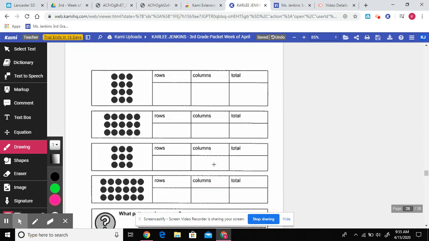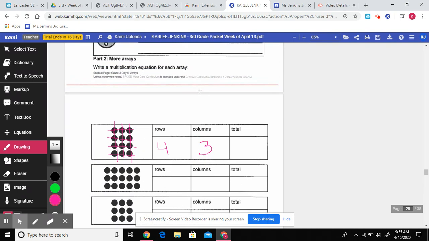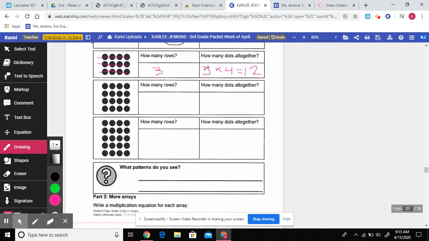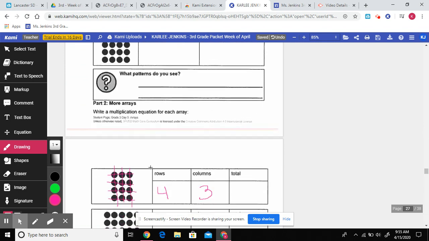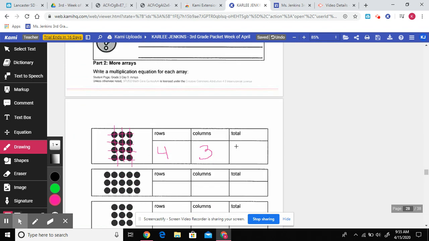Now, this one is the same exact thing, except you're going to be adding in the columns now. So let's count how many rows we have. 1, 2, 3, 4. We have 4 rows. Now, how many columns do we have? 1, 2, 3. And we already know up here that 3 times 4 was 12. So that means 4 times 3 is 12. That's the associative property. So we know there's 12.